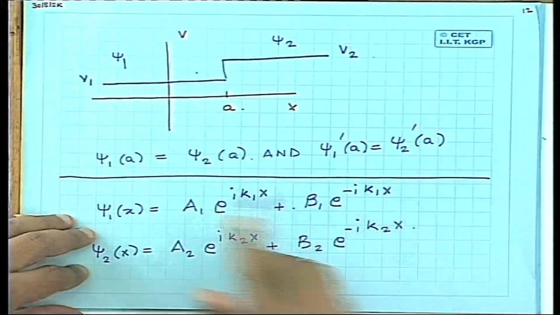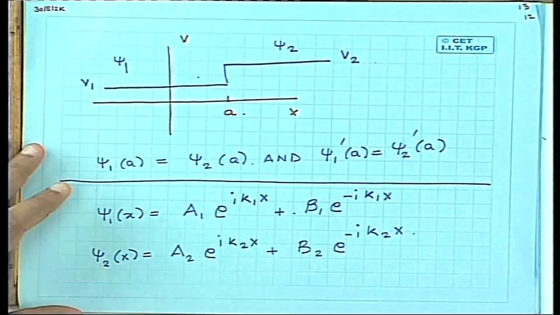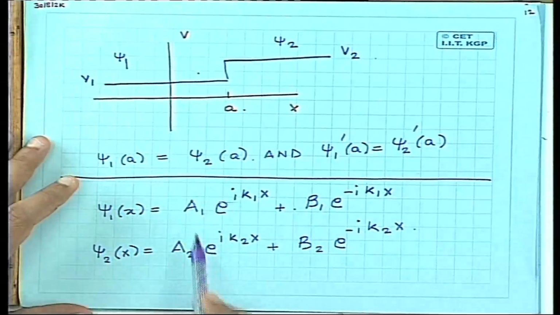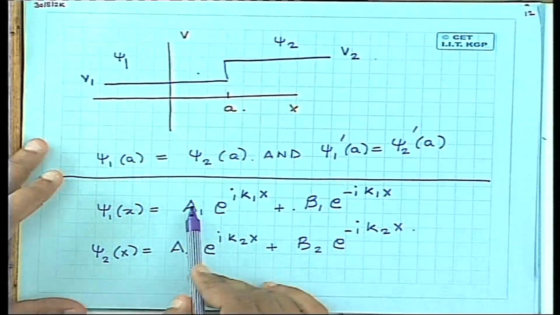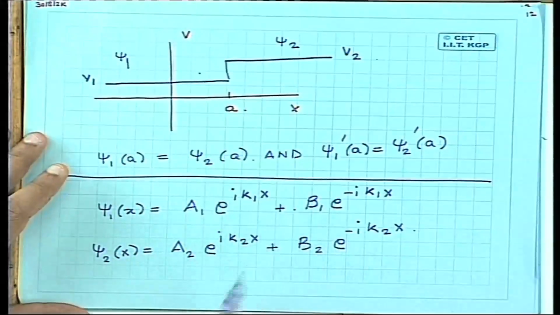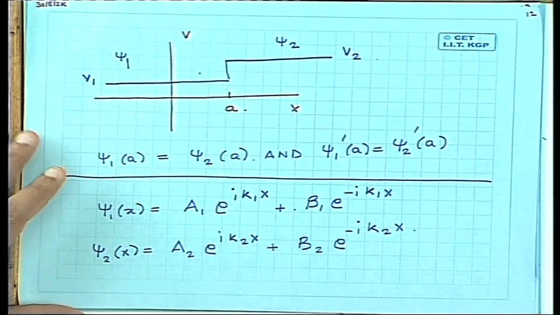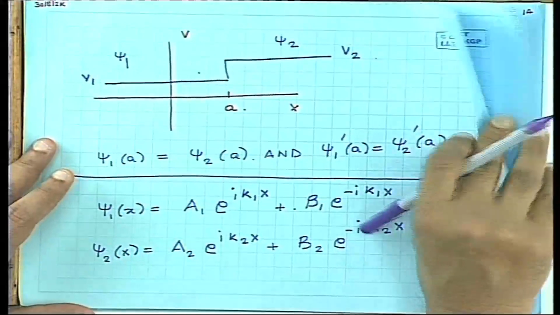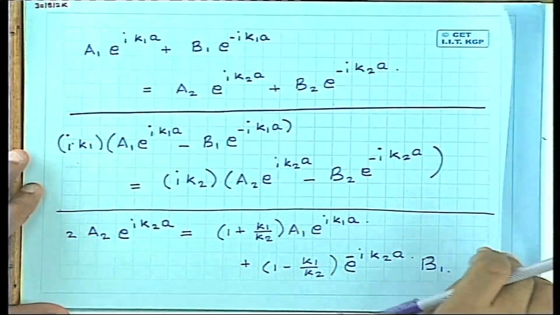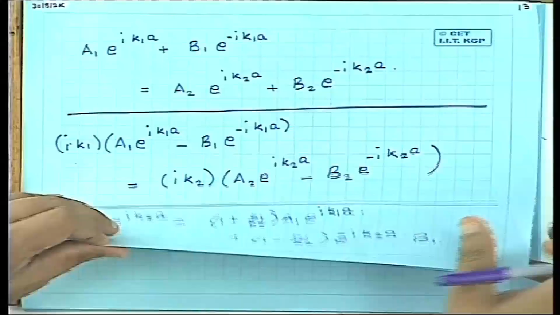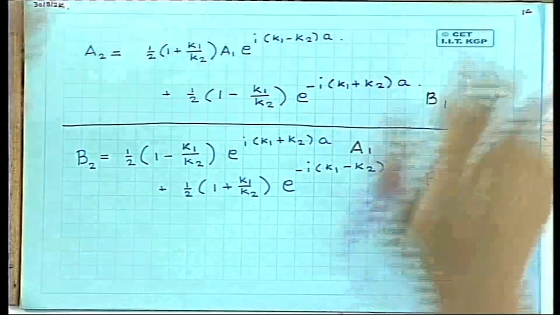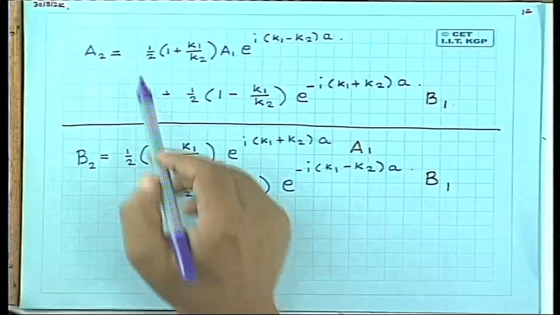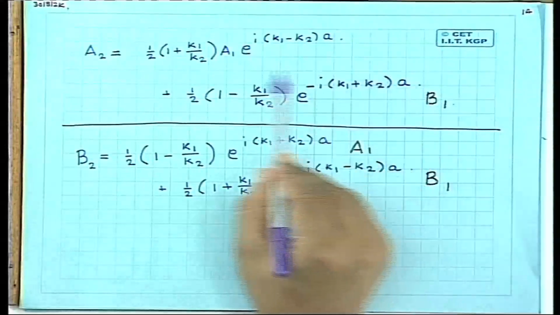And we found that these two conditions gave us relations between a1, b1 and a2, b2, so that if you specify a1 and b1, these boundary conditions fix the value of a2 and b2. Or if you specify a2, b2, then it will fix a1, b1. And we had also worked out the relations implied by the boundary conditions. And I had worked out what a2 was in terms of a1 and b1. And this was the relation we had worked out in the last class.